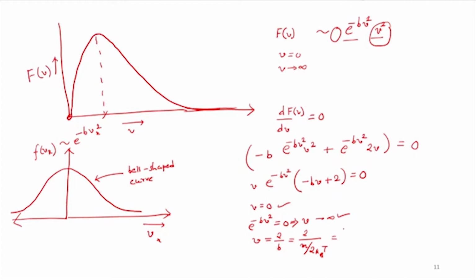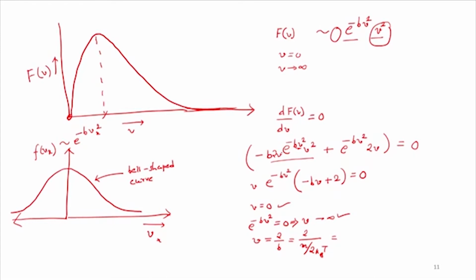it should be 1, let me just check quickly. It is 2v, and when I take the derivative of e to the power minus bv square, I also have to take the derivative of v square, and that will give me 2v.